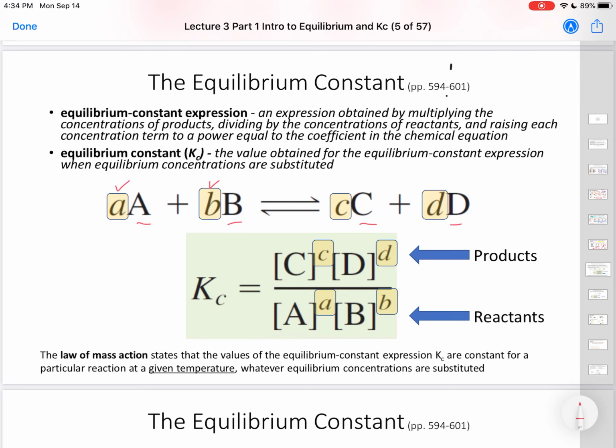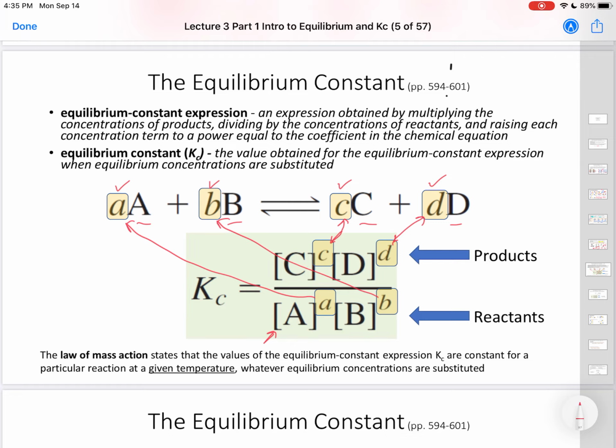So they give you this equation, A plus B gives you C plus D, and you have your coefficients, a, b, c, and d in small lowercase letters. What they're saying is Kc is equal to the products divided by the reactants. Remember, these brackets are concentrations. So it's the products, C and D, divided by the reactants, A and B, raised to the powers: this c comes from this C, this d from this D, this a from this A, and this b from this lowercase b.